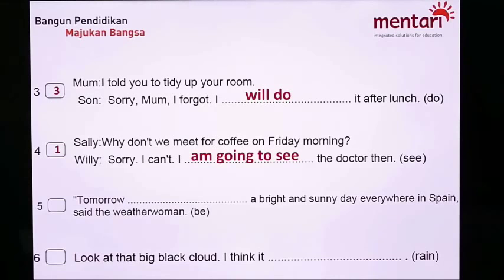Number 5. Tomorrow, blank, a bright and sunny day everywhere in Spain, said the weather woman. Please fill in your answer. Here you go again. You are right. It's a forecast, it's a prediction. That means tomorrow will be a bright and sunny day everywhere in Spain, said the weather woman.